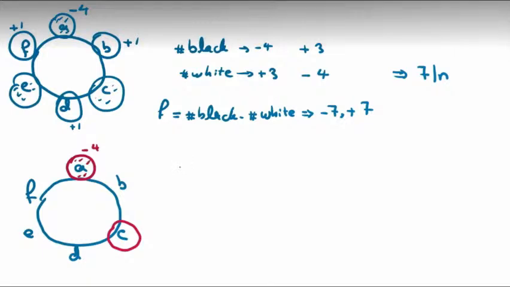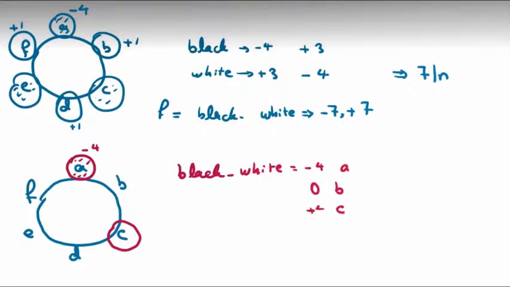Let's consider this is black, this is white. Here I consider black minus white. Here I don't mean the number of blacks, I mean the sum of the blacks. Let's see what happens. If we select A, it will be -4. If we select B, it will be 0, it won't change. If we select C, it will be +4. If we select D, again it will be 0. If we select E, again it will be 0. If we select F, we add 1 to A and 1 to C, again it will be 0.